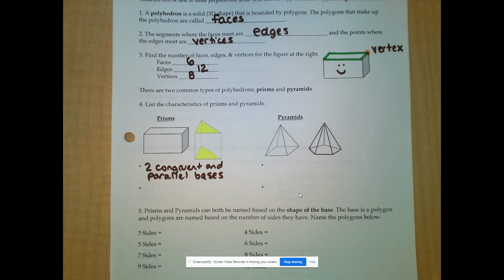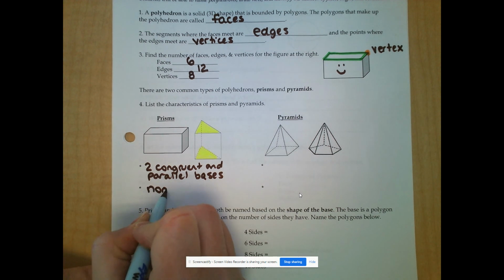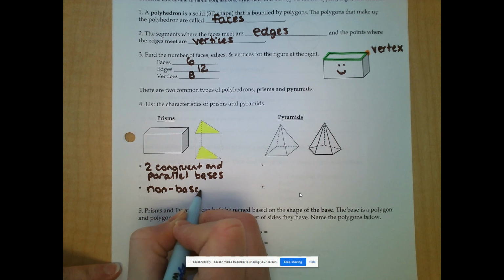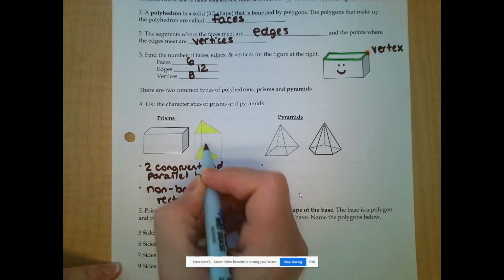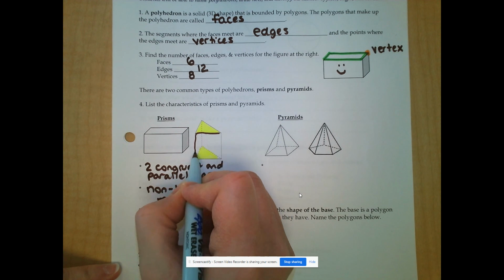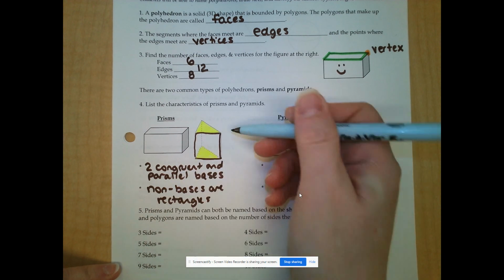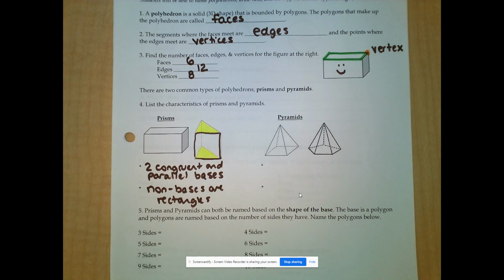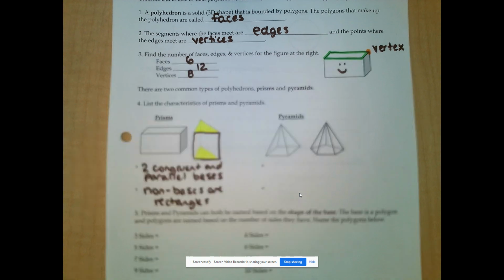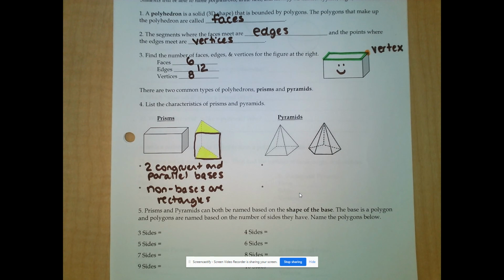Now, the other thing, you'll notice there's a second bullet there, is that anything that's not a base has to be a rectangle. So non-bases are rectangles. This front part here, you can see that this is actually a rectangle. And then there would be a rectangle back here that we can't see and a rectangle back there that we can't see. On a rectangular prism, everything's a rectangle. Then we've got a couple examples of pyramids.